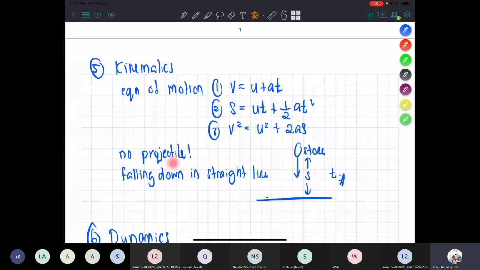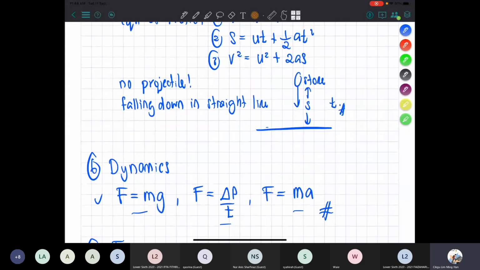Yeah, no projectile. So I don't know whether it's good news or bad news to you. But there will be only one dimension only. Yeah, one dimension. Contohnya macam a stone falling down to the ground. Calculate the S and maybe the time taken. So no projectile. Yeah, it's only one direction only. So you apply lah. You apply all these three here, and you solve the distance and the time and whatsoever.